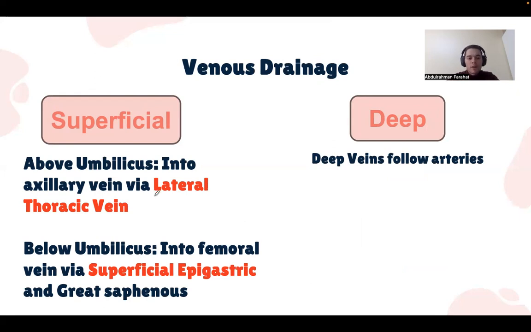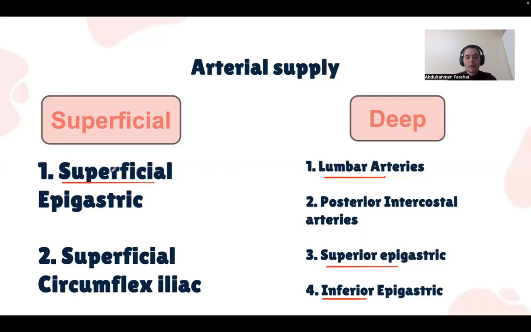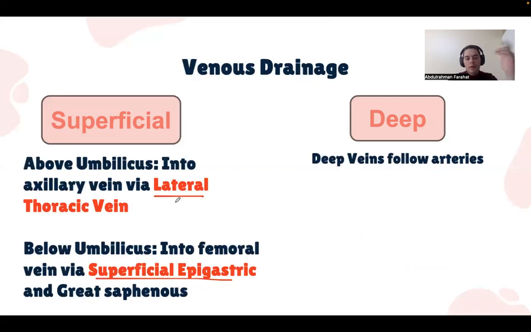However, you should remember these, the lateral thoracic vein and the superficial epigastric vein. You could see the superficial epigastric returned back again as a vein, but the lateral thoracic is a completely new vein. Now, how are they divided? Any structure above the umbilicus would drain into the lateral thoracic vein, and then the lateral thoracic vein would go all the way up to the axillary vein. Where's the axillary vein? It's in the armpit region. So it goes all the way up to the armpit region and drains there.